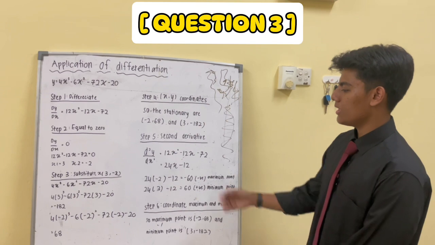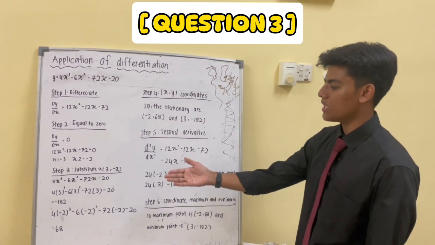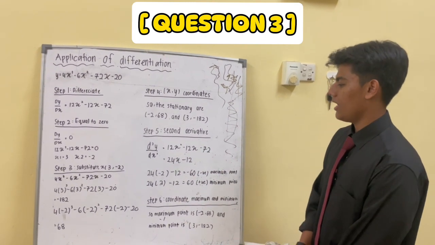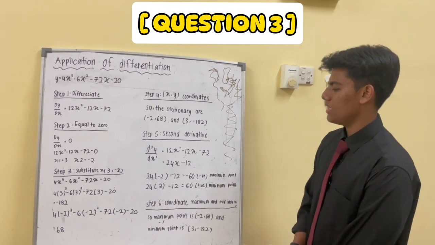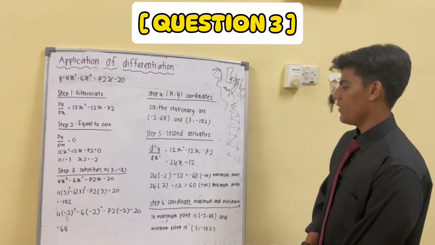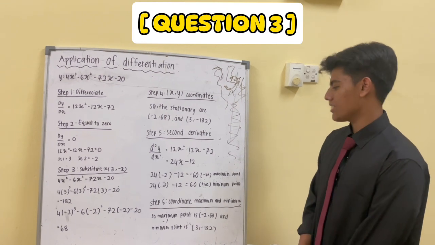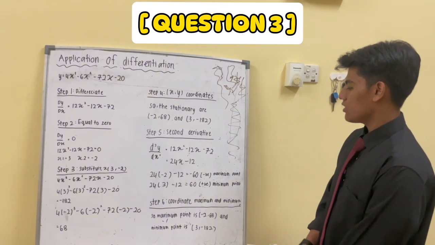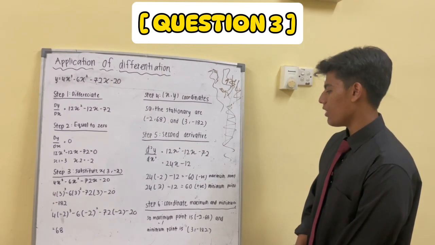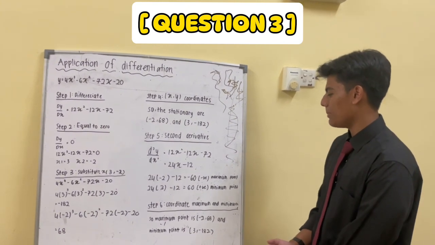And then after we got the answer, we have to substitute again the x that we got from step 3, which is 3 and minus 2. Just replace the x, then insert into the calculator, and we got the answers of negative 16 and 16. Negative 16 for negative 2 and 16 for 3. So there are two points that we got here, a negative and a positive, where negative is the maximum point and positive is the minimum point.